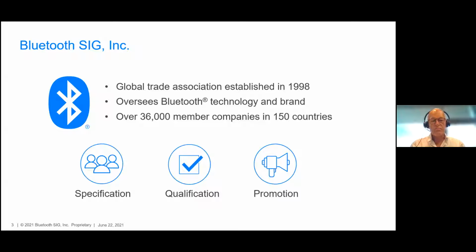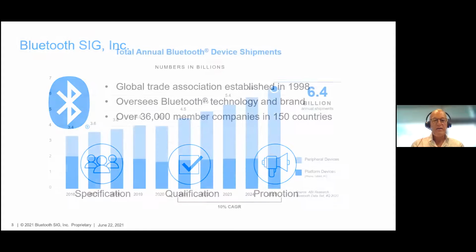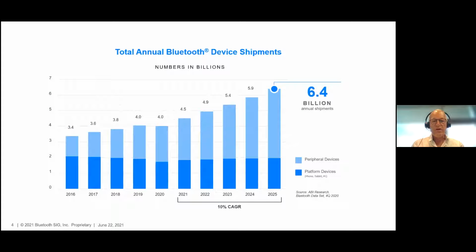The Bluetooth system has over 36,000 members in 150 countries. So it's a huge group of people interacting through Bluetooth. They do the specifications for Bluetooth, they qualify implementers, and they promote the results. And Bluetooth is very successful.